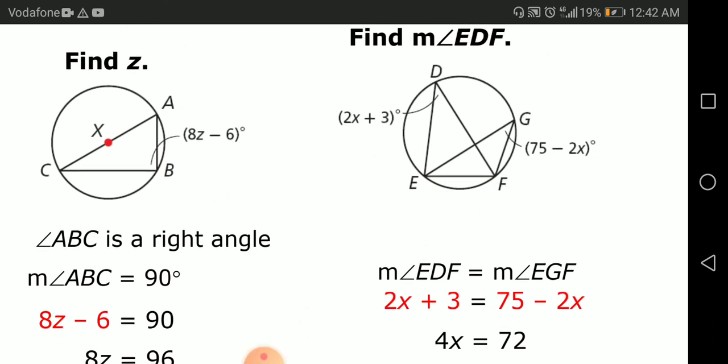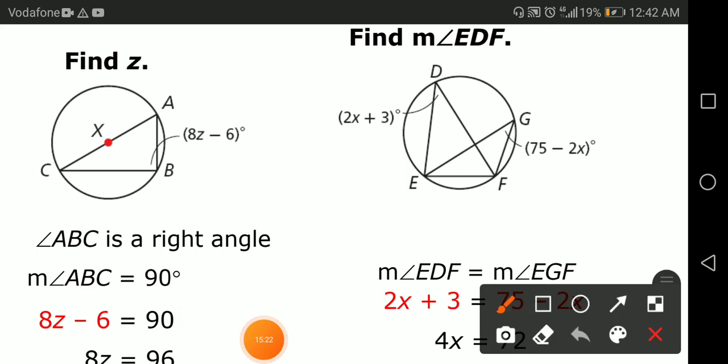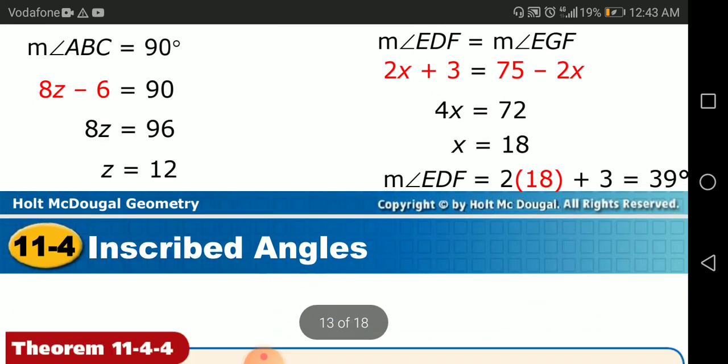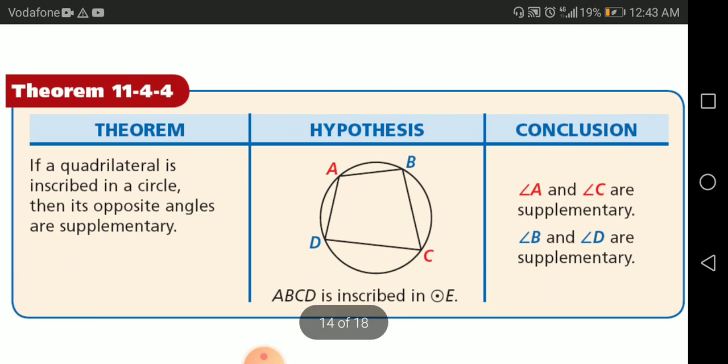And this is the same idea here, guys. I have two angles given by expressions, sharing the same side and the same arc. So I'm going to solve it as an equation. Now we are ready to do this. Yes, we are. We are going to have another theorem.